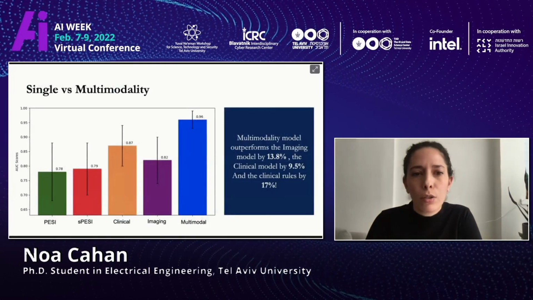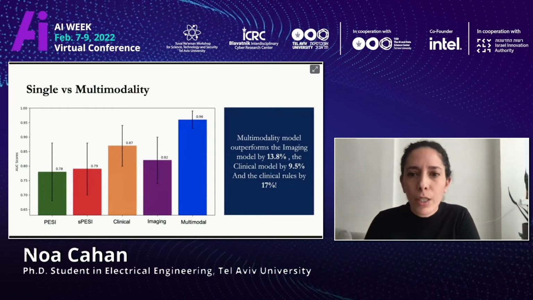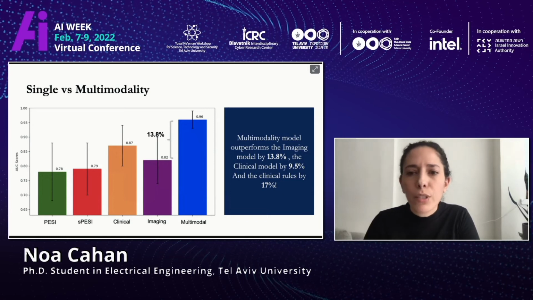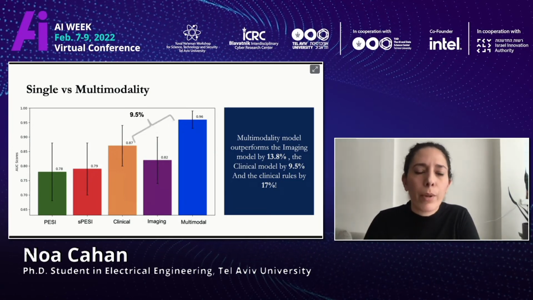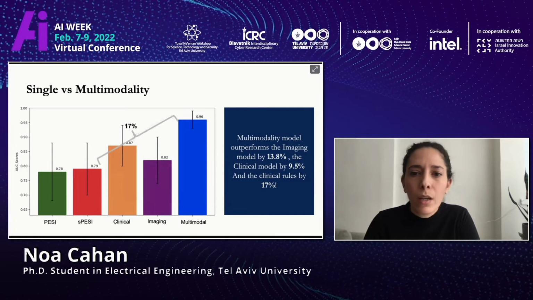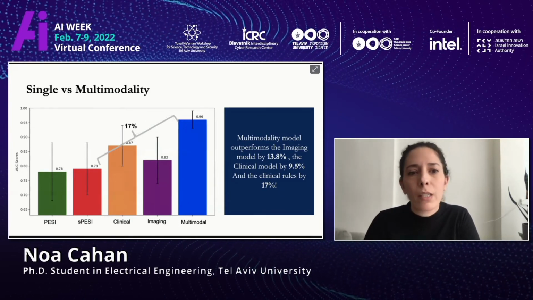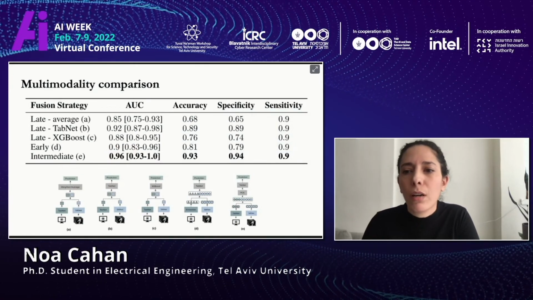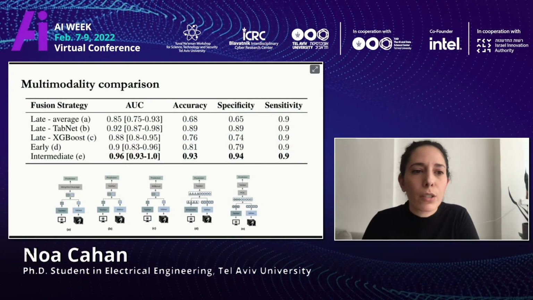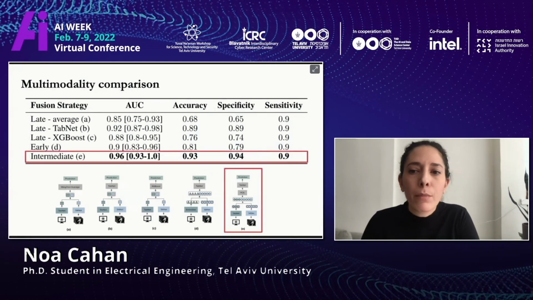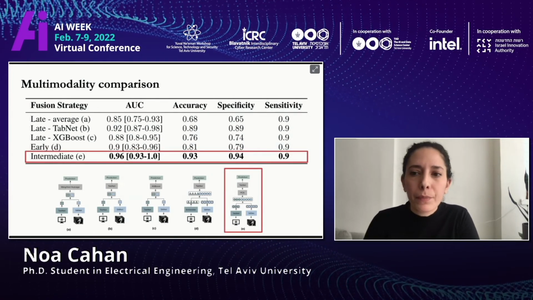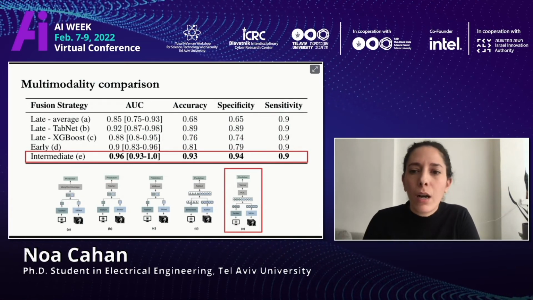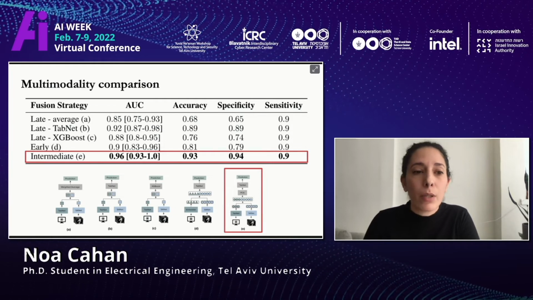Here are the same results just presented visually. Our multi-modal model outperforms the imaging by almost 14%, the clinical model by over 9%, and the clinical rules by 17 and 18%. We compare the AUC scores of our different multi-modal classifiers. Our best model is the intermediate model, but we can see that almost all fusion models, except the first one, improve results compared to single modality ones.